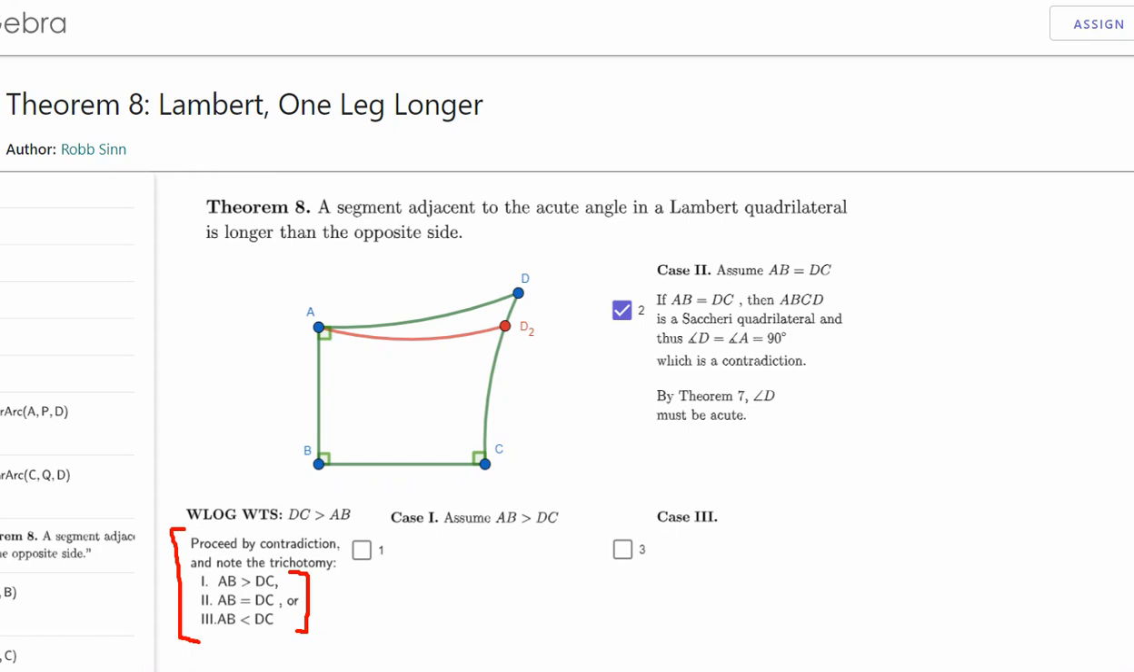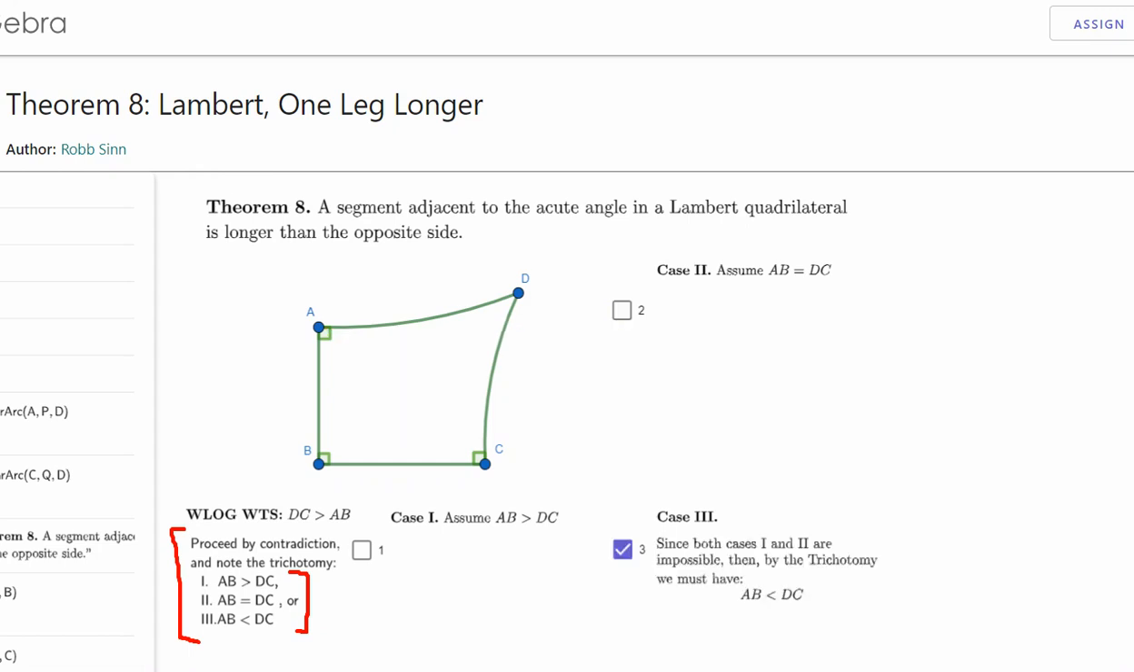Okay, case 2, and now we're assuming that AB is equal to DC, right? And then the angle at D2 there is equal to the angle at A. They're both equal to 90 degrees, which is a contradiction. Why? By theorem 7, angle D must be acute, right? So it can't be a right angle because it must be acute.